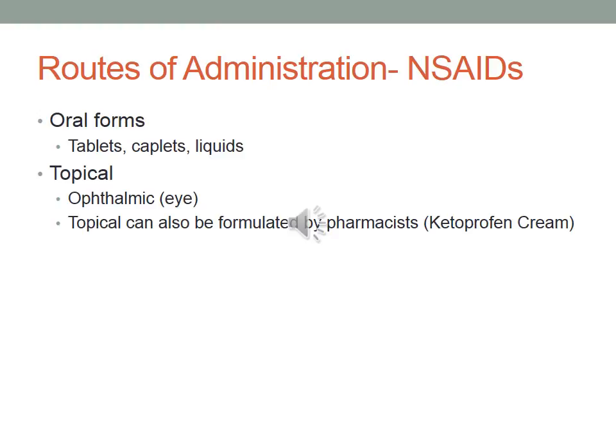There are ophthalmic routes of administration for inflammatory conditions of the eye. Topicals can also be formulated and put together by pharmacists. An example of that is the ketoprofen cream. So some individuals will utilize topical applications when it's warranted.